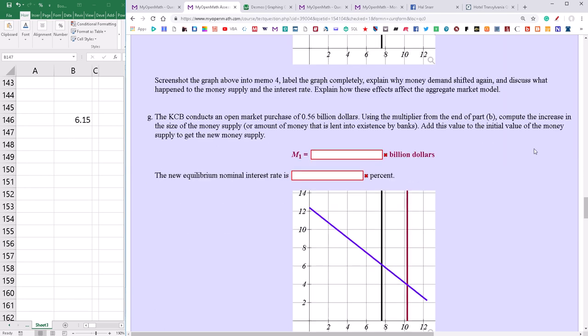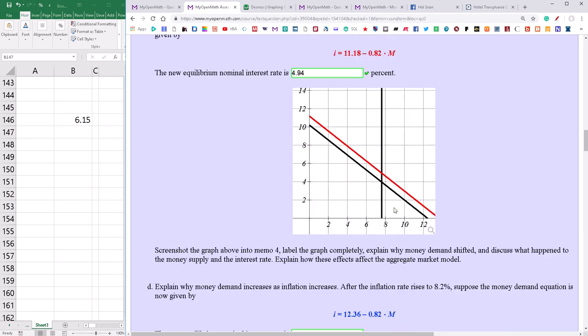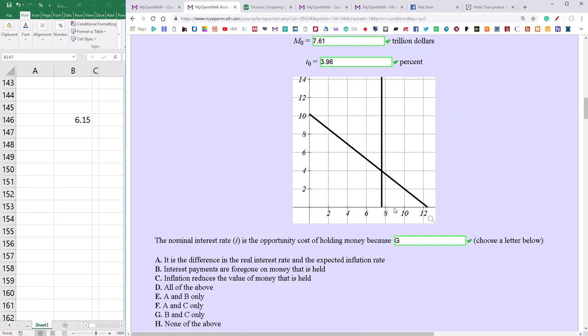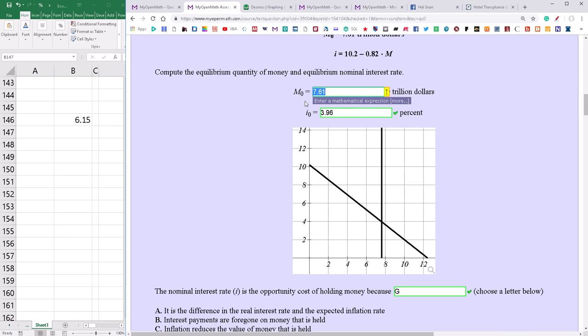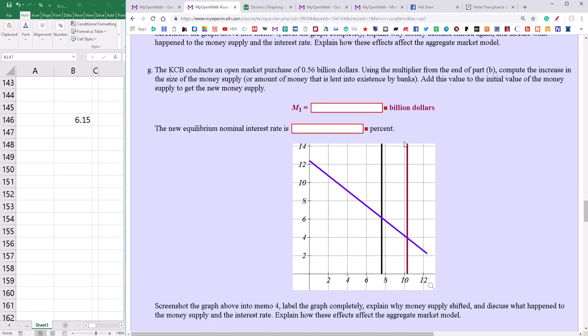Okay, down here, this is kind of cool. The Croatian Central Bank conducts an open market purchase of $0.56 billion. Using the multiplier from the end of Part B, compute the increase in the size of money supply, and then add this value to the original value of money. So let's go back and get the original value of money. So the original equilibrium quantity of money was 7.61, right? So this is the original quantity of money, and we're going to add to it the increase in the quantity of money.